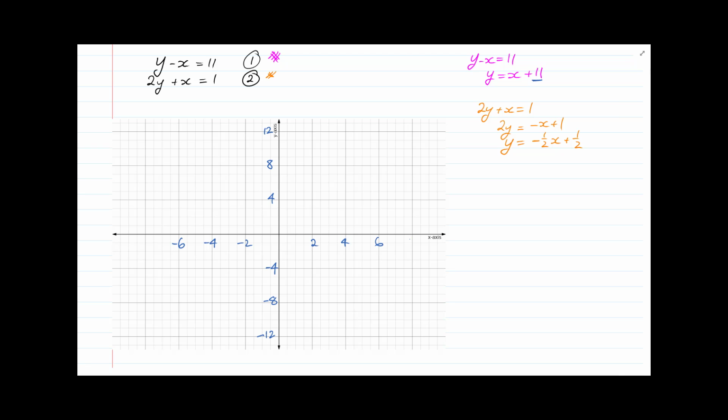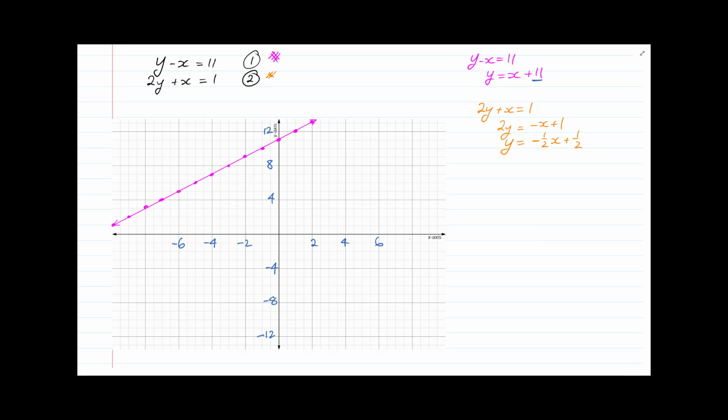So first of all, in pink, I'm going to start with my y-intercept of 11, and I have a gradient of 1. That means I go along 1 and up 1, along 1 and up 1, and you can see what's happening. So I go along 2 and up 2 there. And backwards 1, down 1, backwards 1, down 1, and so on. I can connect these dots, and if I draw a line between them, there's my function, y minus x equals 11.